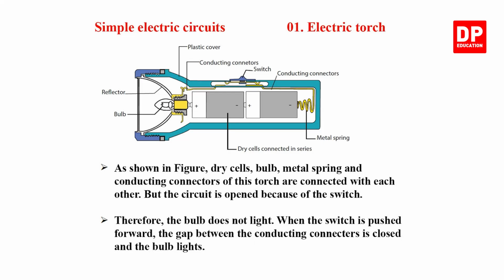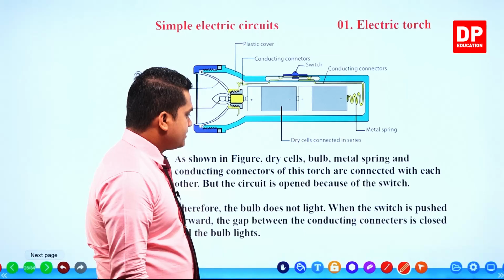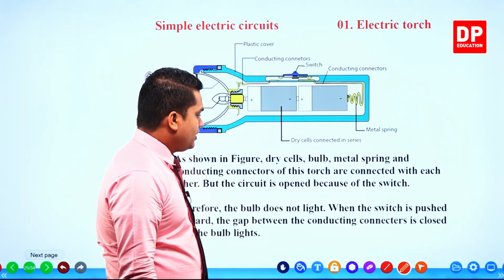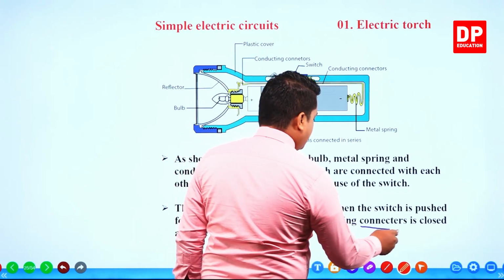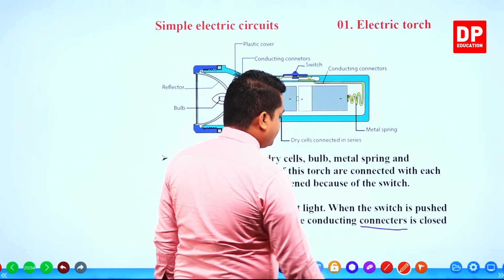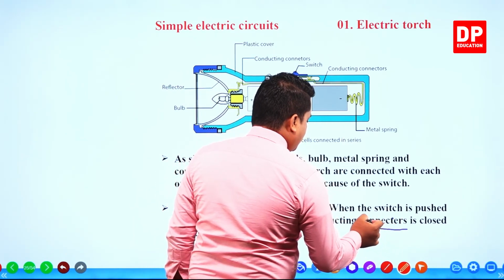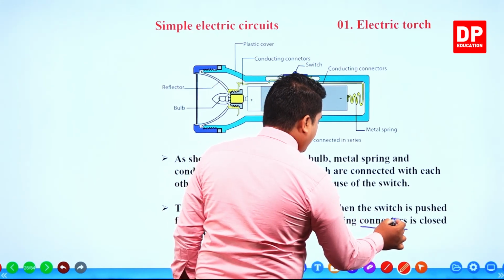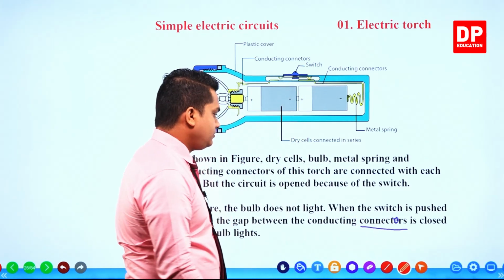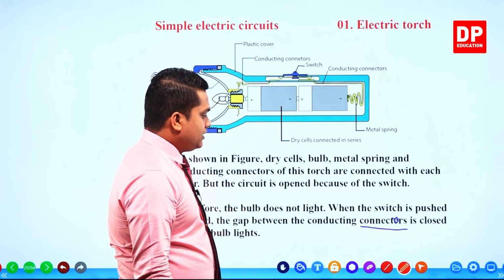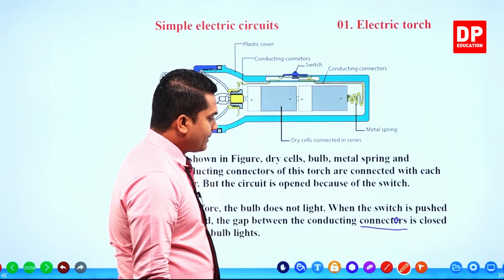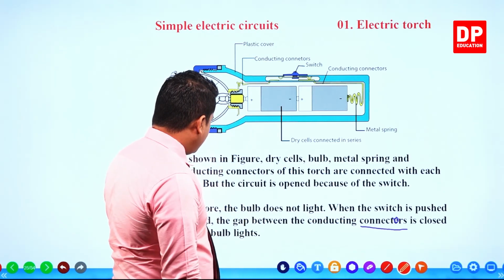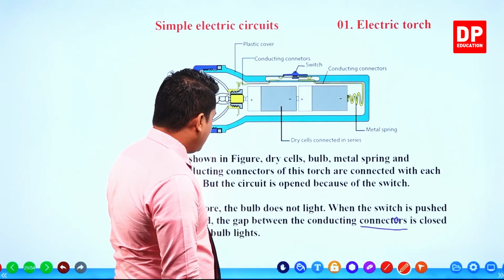When the switch is pushed forward, the gap between the conducting connectors, so here also there is a small bit of a mistake. It should be connectors, right? So the gap between the conducting connectors is closed and the bulb lights.